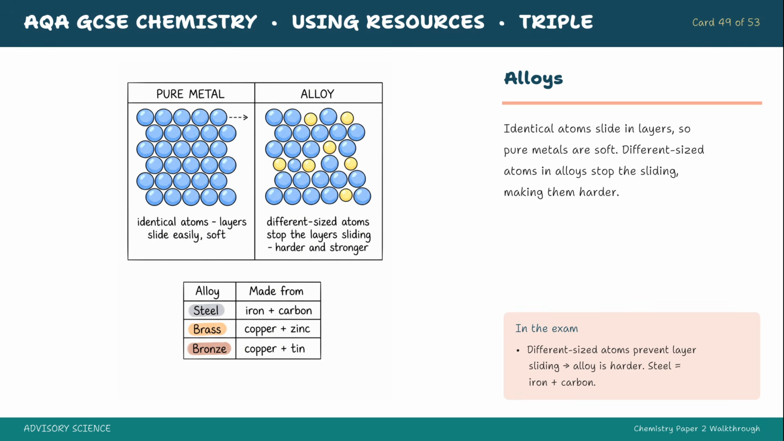Ceramics, polymers and composites. Triple chemistry also looks at how the properties of materials suit their uses. Ceramics include clay pottery, made by shaping wet clay and then firing it hard in a kiln. And glass: soda lime glass is made by heating sand, sodium carbonate and limestone, while borosilicate glass melts at higher temperatures.